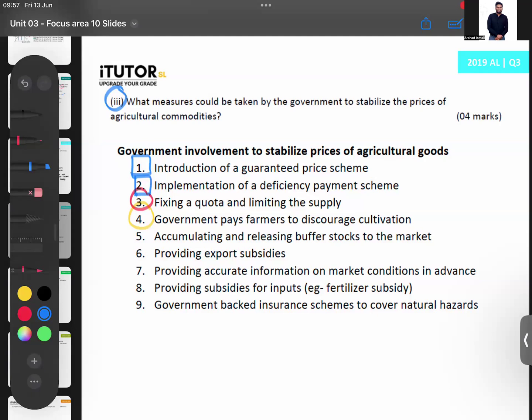Then the next one, accumulating and releasing buffer stock. How does this work? The fifth one here. Now if you all take rice, just an example. Rice doesn't always grow, no? There are seasons, right? You have the Maha season, Yala season, you have seasons.